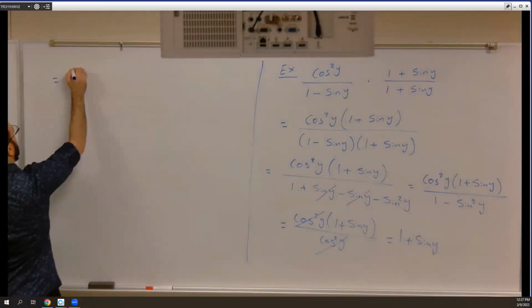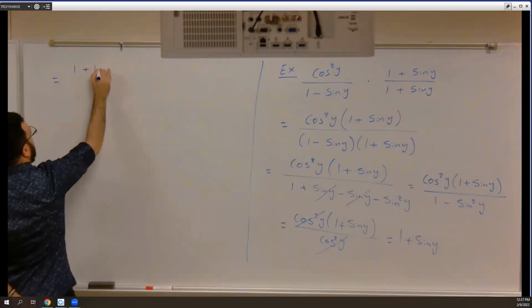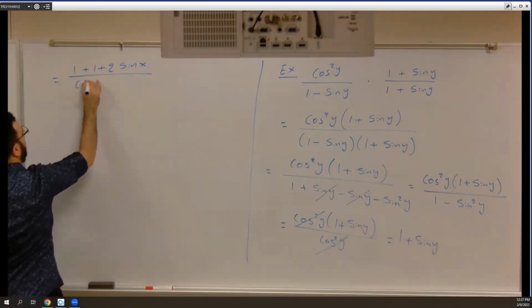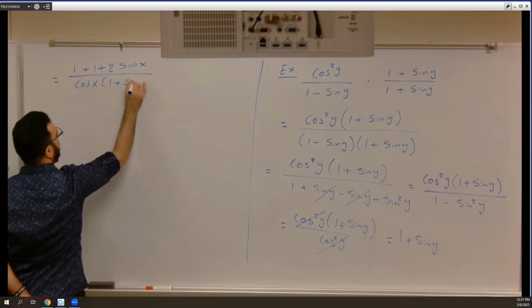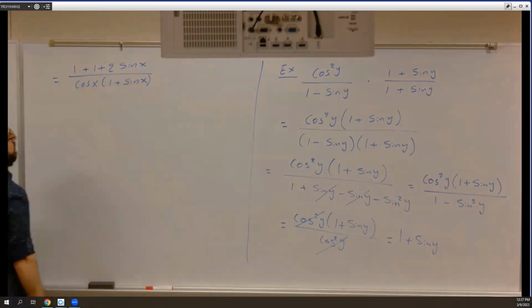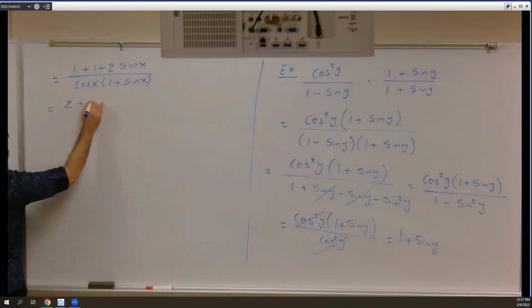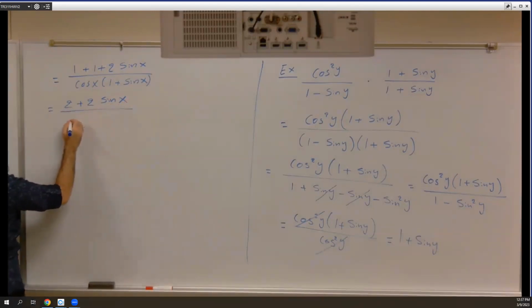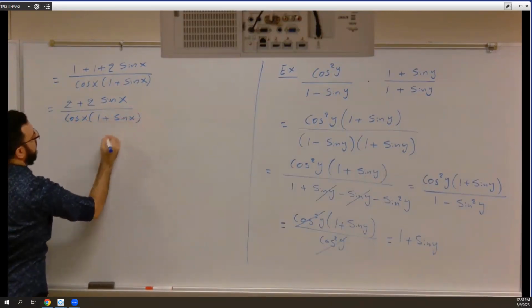That means the left is 1 plus 1 plus 2 sine x over cosine x, 1 plus sine x. Yes or no? Now 1 plus 1, I can add these together as the same term. So it's going to be 2 plus 2 sine x over cosine x, 1 plus sine x. Now tell me, what's the next step?